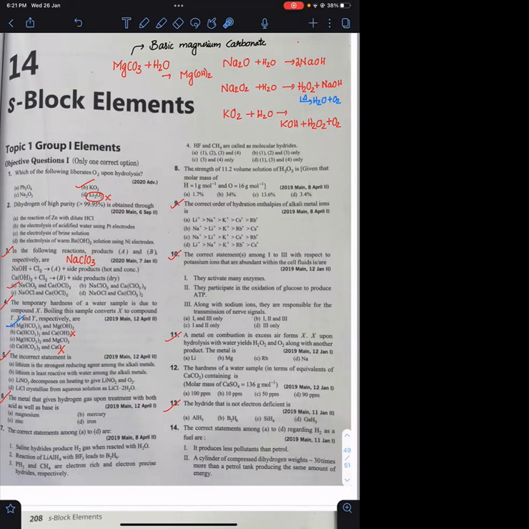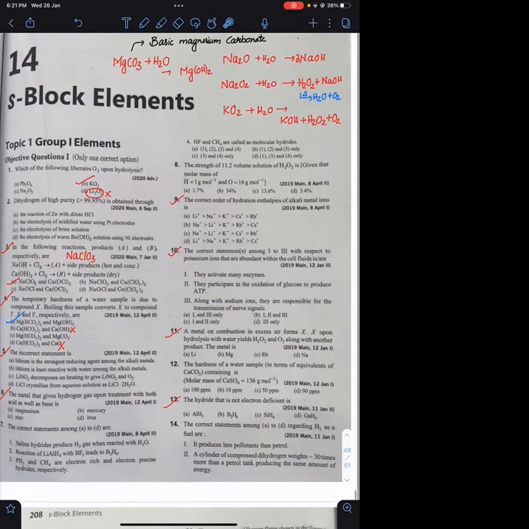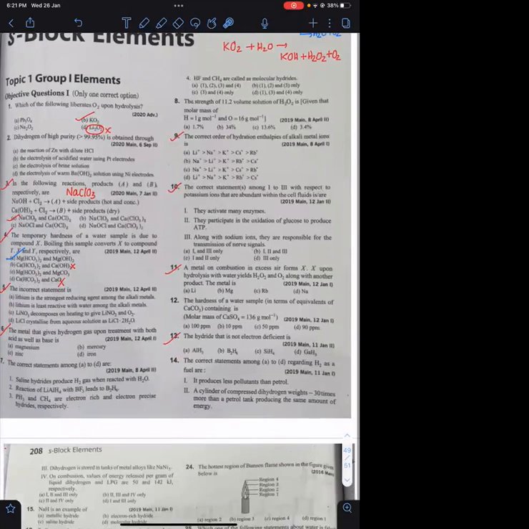Next, question number 5. The incorrect statement is: lithium is the strongest reducing agent among the alkali metals. It can be the right option provided it is given in aqueous state. If it is in aqueous state, that is the strongest reducing agent. Let us check the other options also. If it is in free state, lithium is the weakest reducing agent.